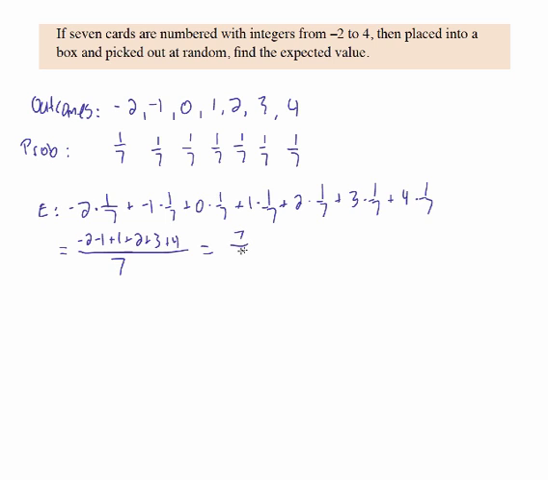And that works out to be 7 in the numerator. Divided by 7 is 1. So my expected value from drawing one of these cards at random is 1.